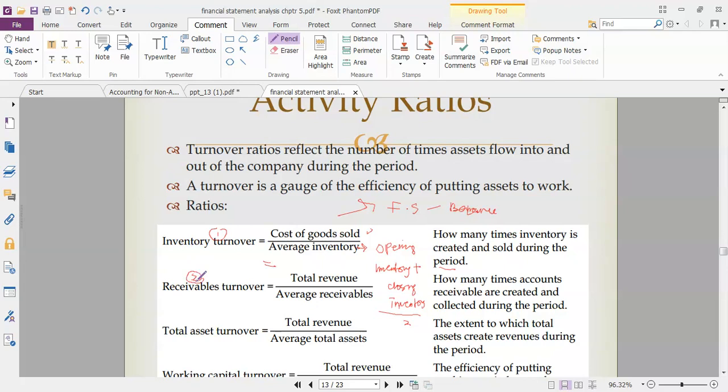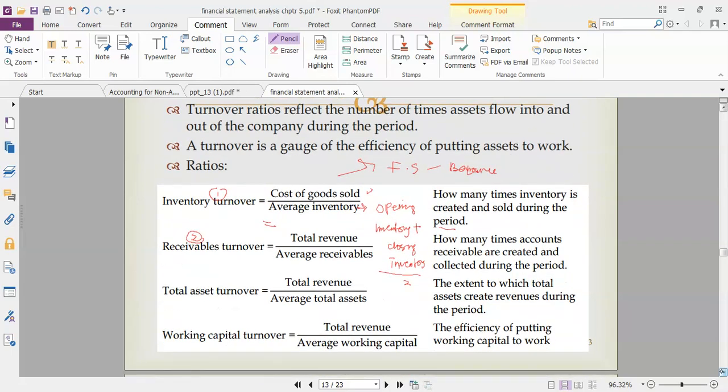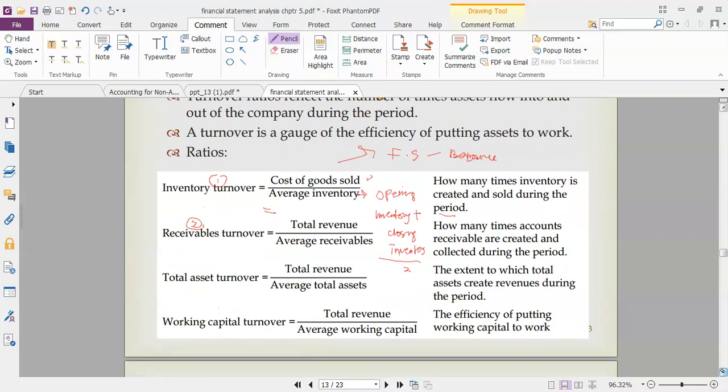Receivable turnover. How can we calculate the receivable turnover? It is the total revenue divided by the average receivable. Receivable turnover looks at how many times accounts receivable are created and collected during the period. Accounts receivable is our asset. You should know that accounts receivable is the person that owed you some amount.